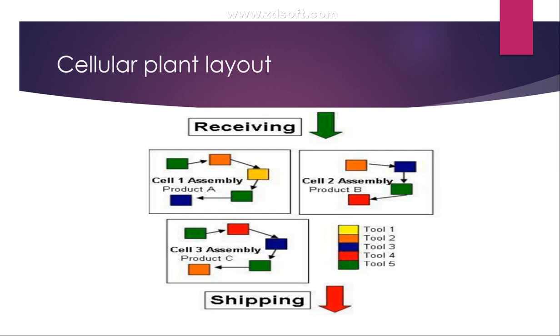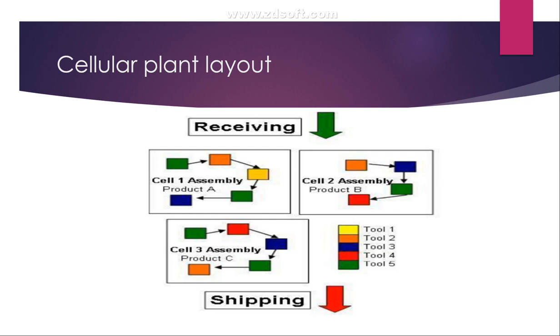Generally these cells will be created in the form of a C. Here we see tools 1, 2, 3, 4 and 5 being used according to the requirement of the product. At the same time we are producing three different products on three different assembly lines, rather than depending on one single assembly line to produce all three, as we do in the batch system. If we differentiate in this way, we can increase the volumes produced at the same time with three different products.